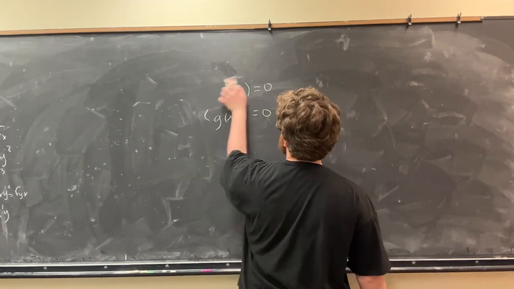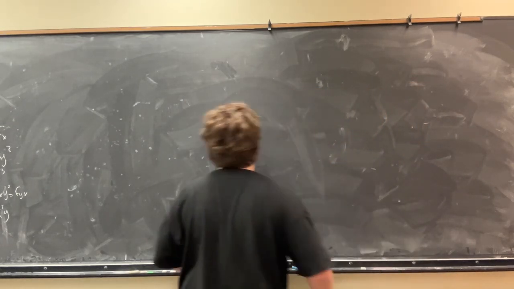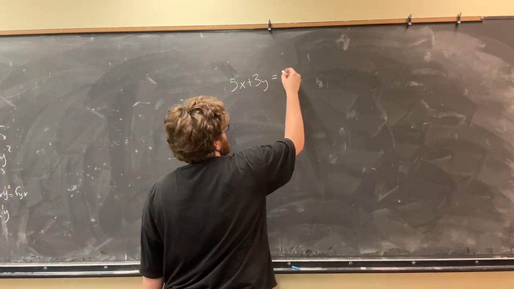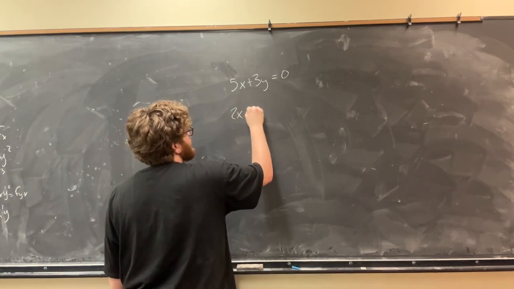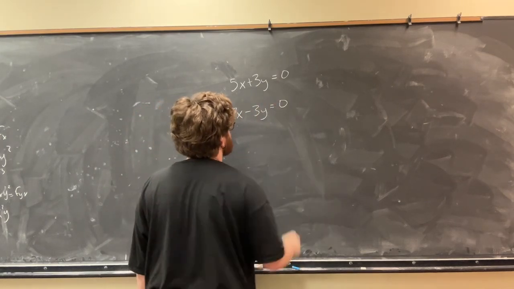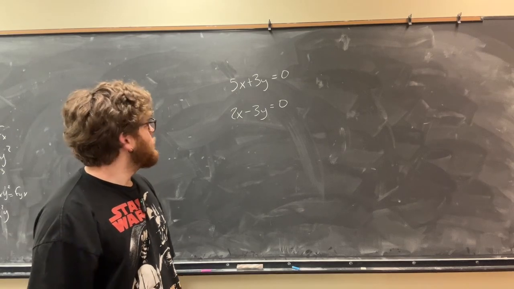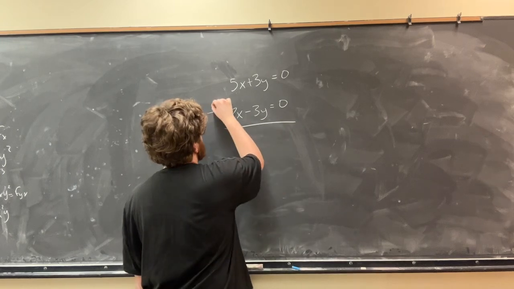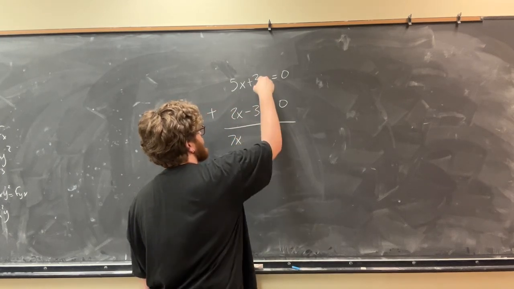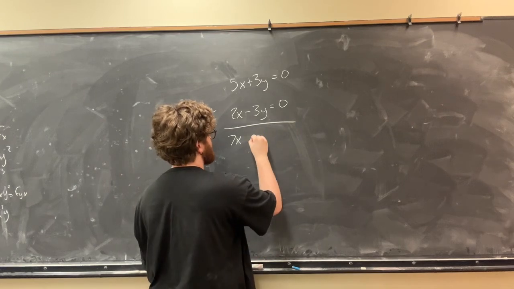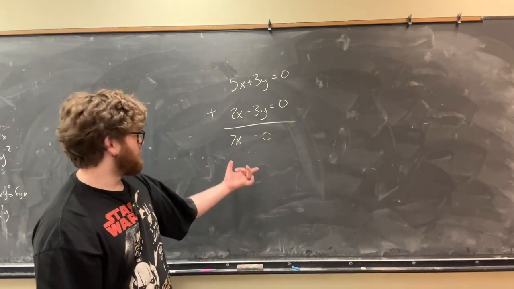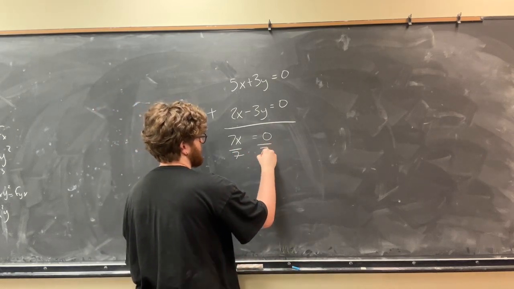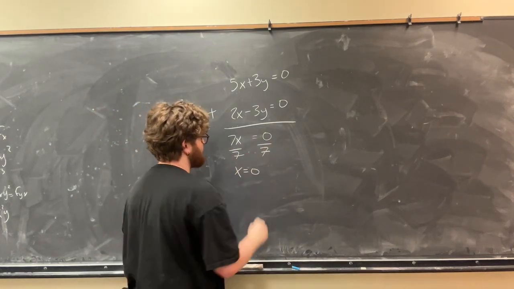Cool. So we'll just look at some examples. Say I have 5x plus 3y equals 0, and 2x minus 3y equals 0. How do I solve these? Well, one thing I notice is that if I add these together, I get rid of y. I get 7x, and 3y plus negative 3y is 0, and that's just equal to 0. I can solve for x very simply now. I just divide by 7, and I get x equals 0.